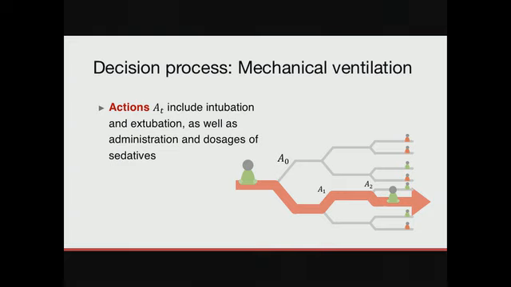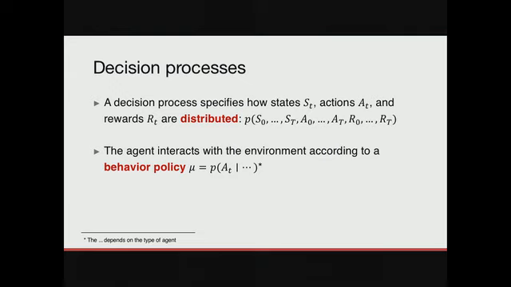So this is, again, an example of a so-called decision process. And essentially, the process is the distribution of these quantities that I've been talking about over time. So we have the states, the actions, and the rewards. They all evolve over time. And the laws of how that happens is the decision process.